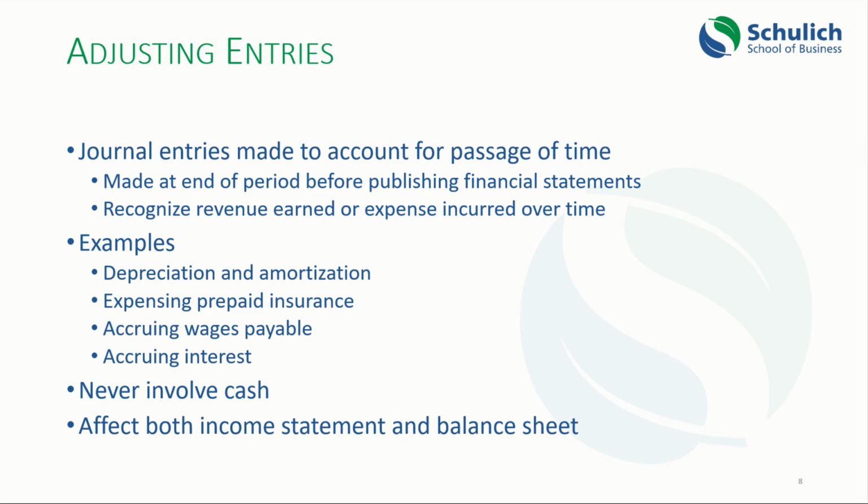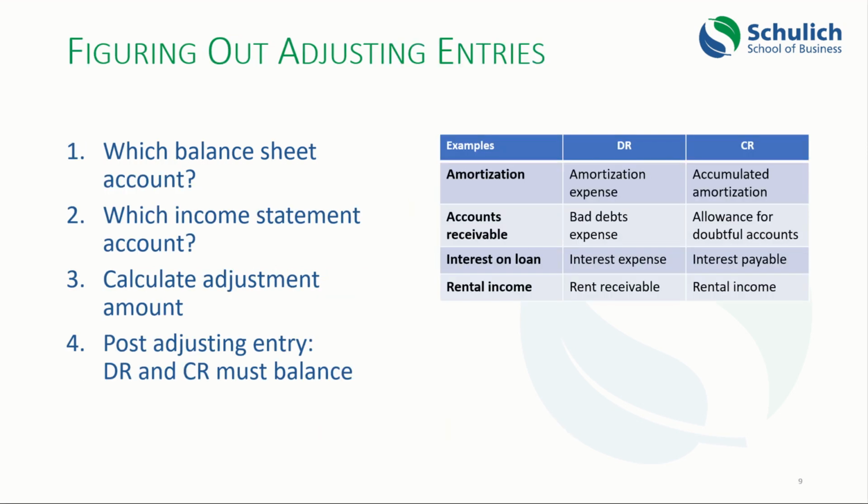your income statement. Lots of regular transactions also affect both the income statement and the balance sheet, but not all of them. Purchasing a truck or taking out a bank loan doesn't affect the income statement. Adjusting entries, however, always have one side that affects a balance sheet account and one side that affects an income statement account. Figuring out adjusting entries is easier in one respect than figuring out transaction entries because you already know which balance sheet account is affected.